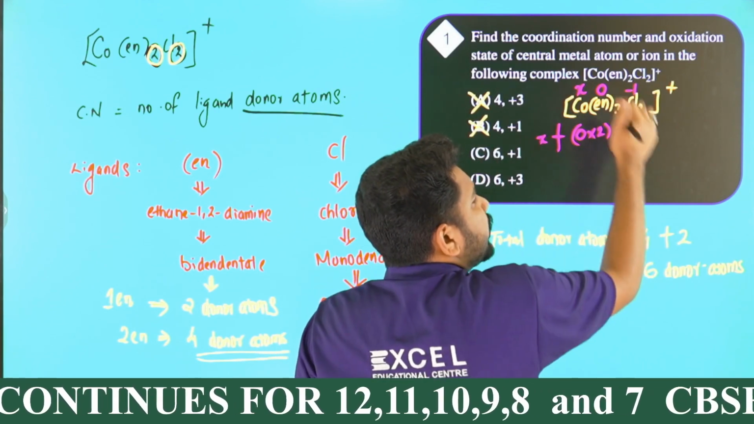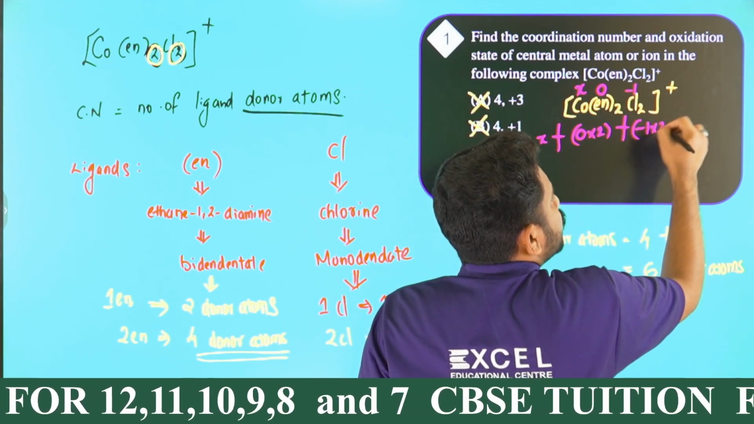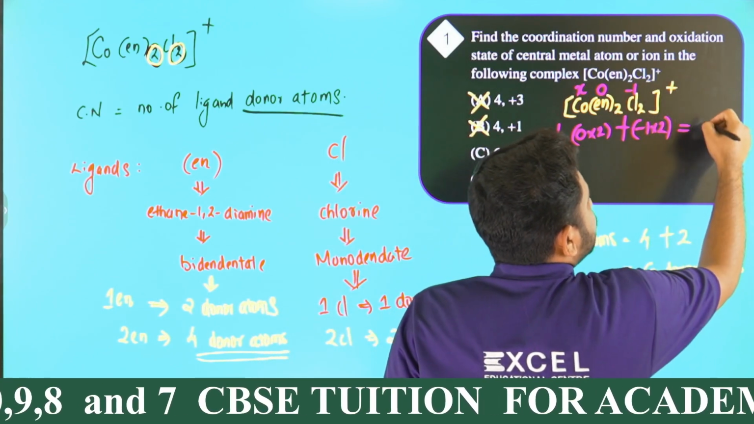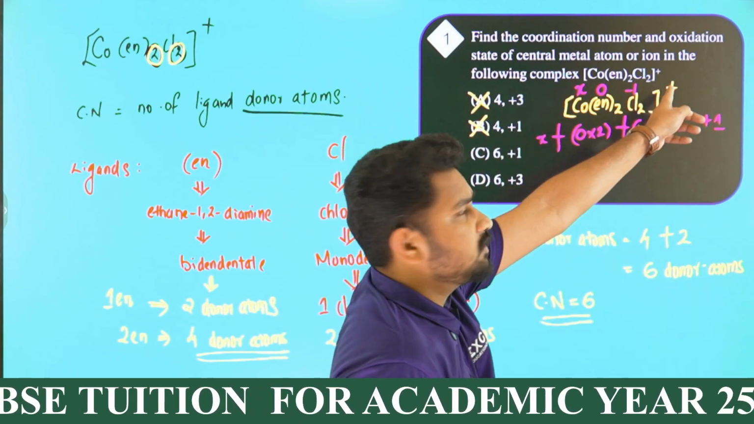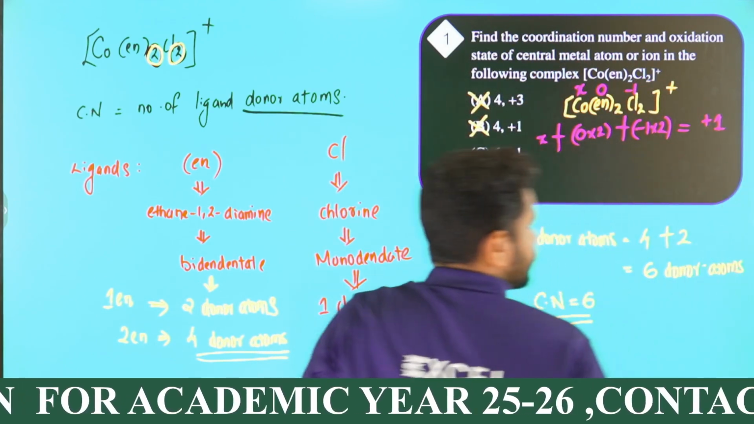Then 1 chlorine has -1 charge. How many chlorines are there? 2 chlorines, so -1 into 2. And it should be equal to +1 charge, because above the compound you can see +1 charge is there.